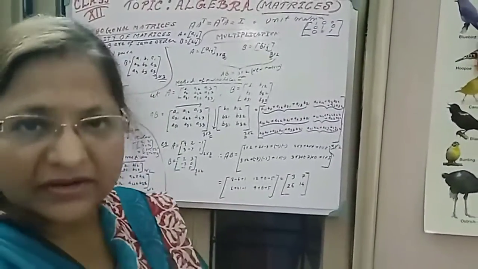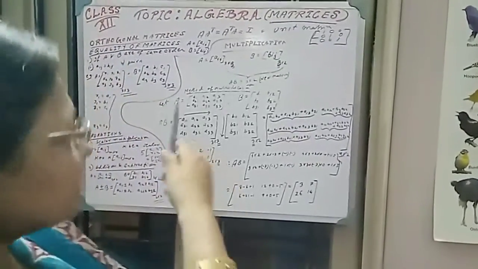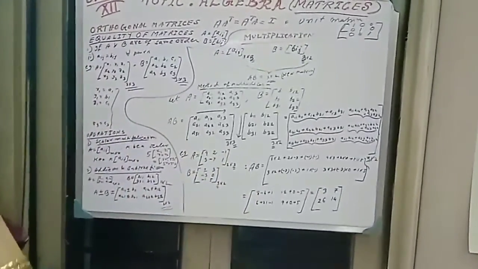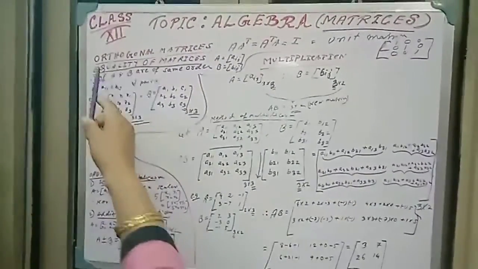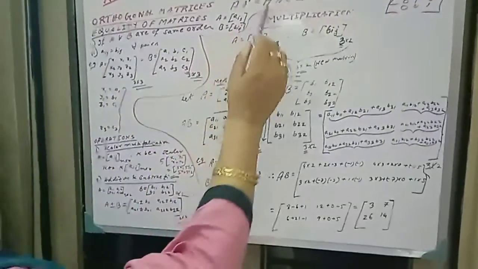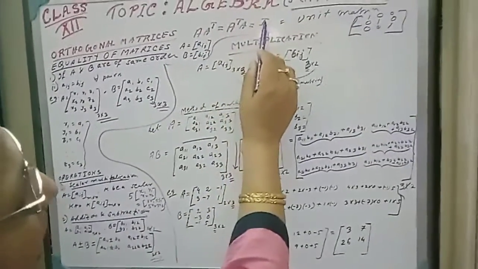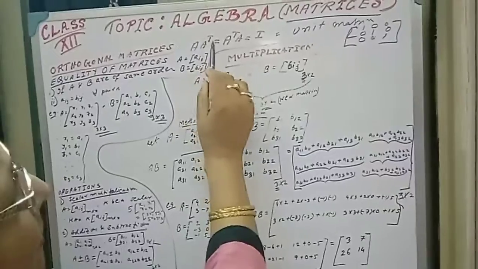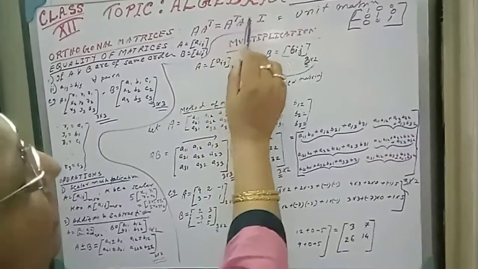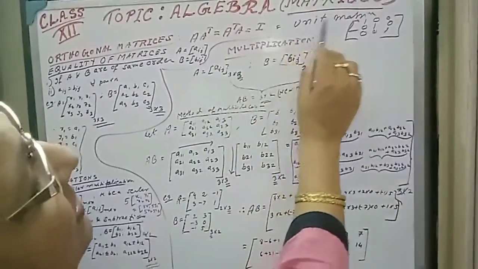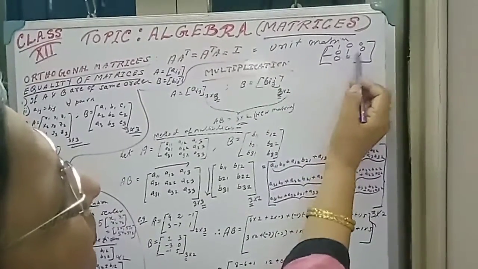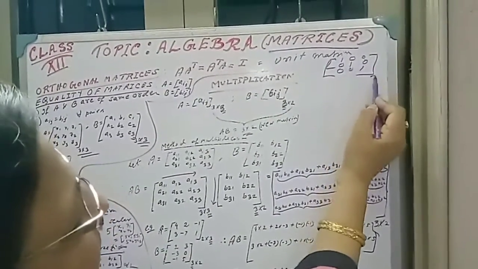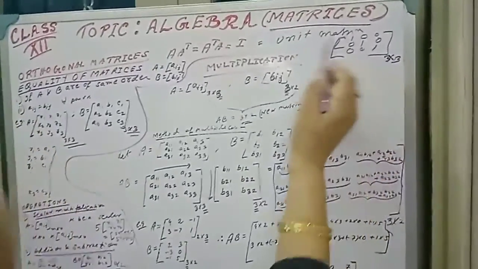Already we have started matrices, and this is the second part. Already we have discussed the definition and the types of matrices. Now the next part is orthogonal matrix. What is an orthogonal matrix? A A transpose equals A transpose A equals I. If we get A A transpose equals A transpose A equals I, then I means the unit matrix. Unit matrix we know is 1 0 0, 0 1 0, 0 0 1 of 3 by 3 order. Okay, so this is the unit matrix.